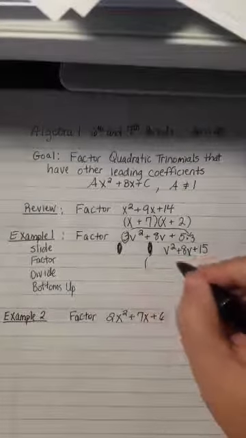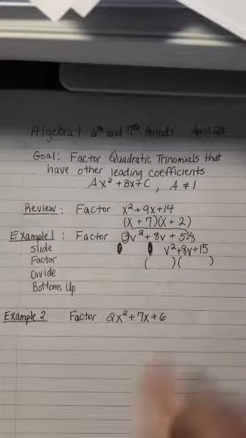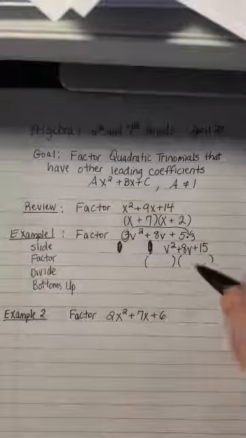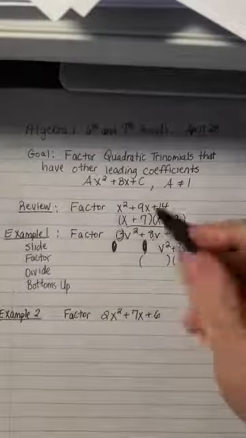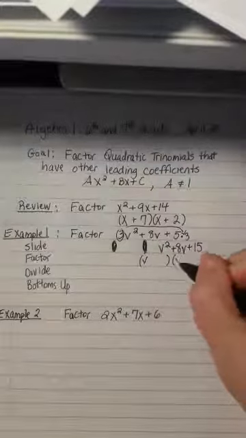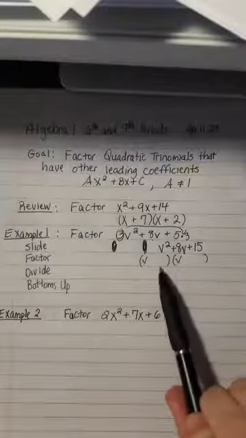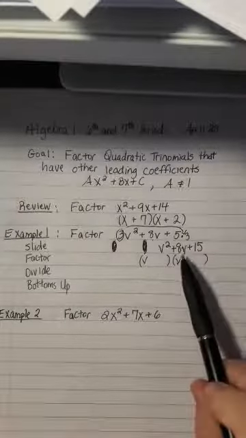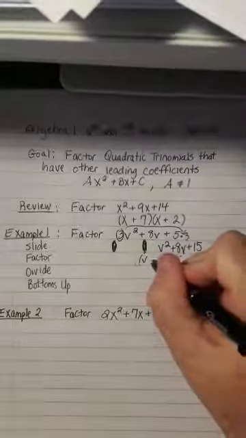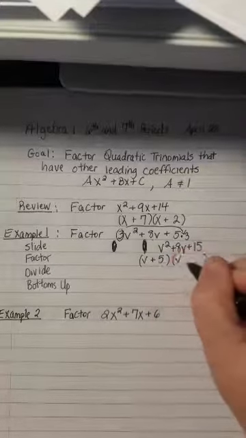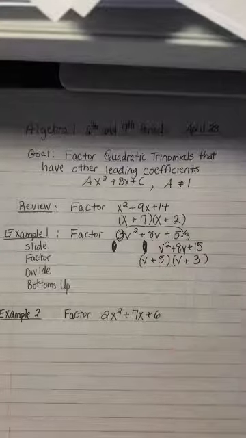Okay, so I'm going to go ahead and put my 2 parentheses down. And you factor it just like I did in the review. So we split our v's up and put them in each parentheses. You want to put 2 numbers at the end that multiply together to give you 15, and they have to add up to be 8. So that's going to be 5 and 3. v plus 5 times v plus 3.